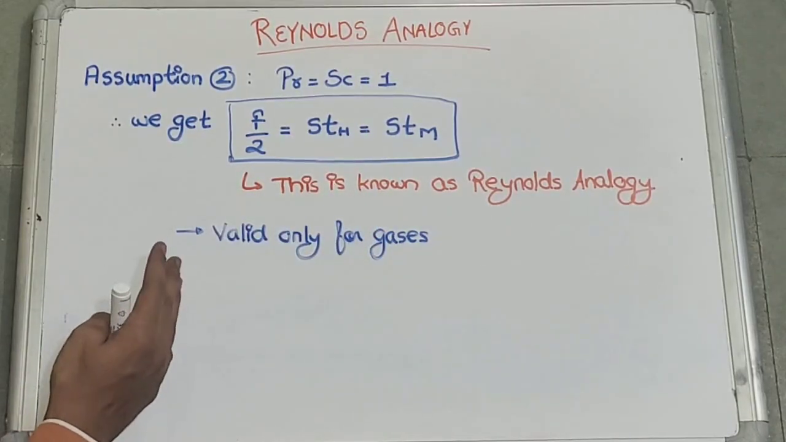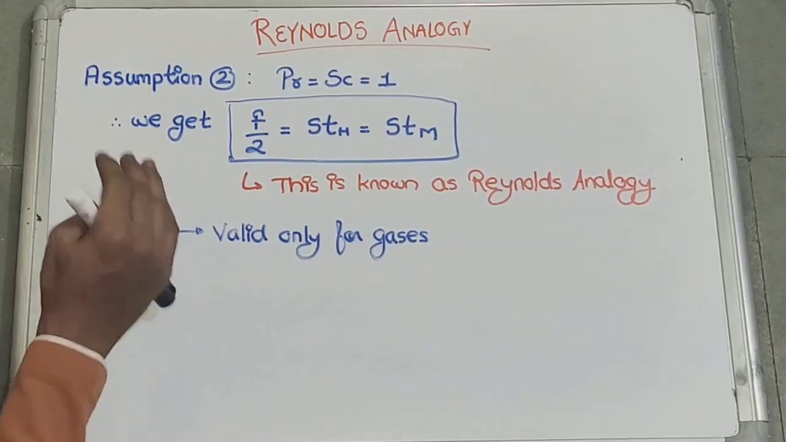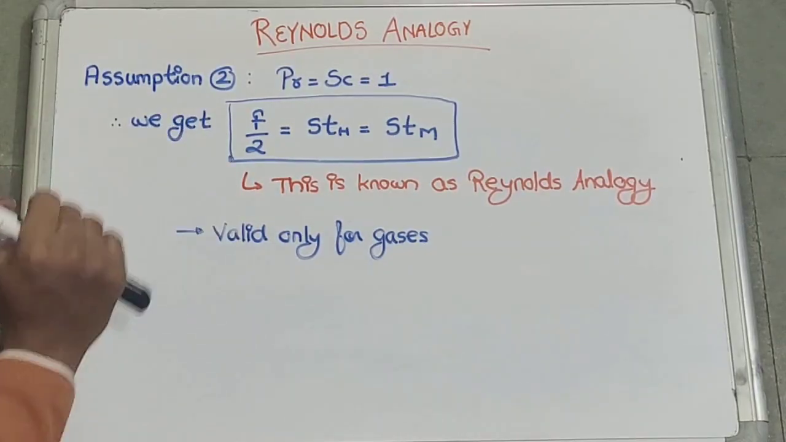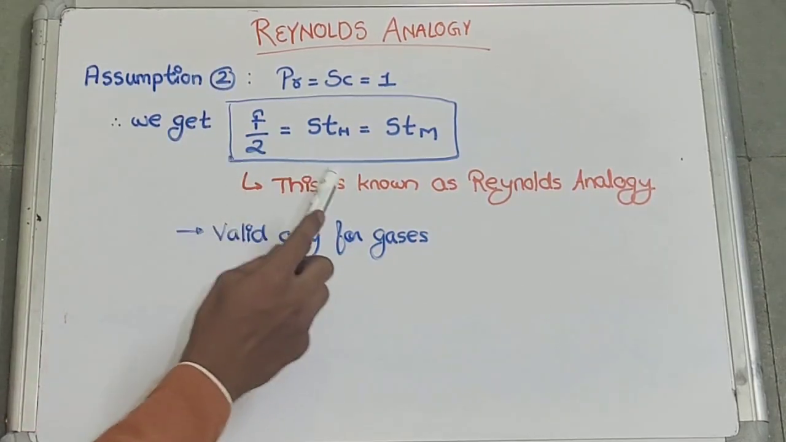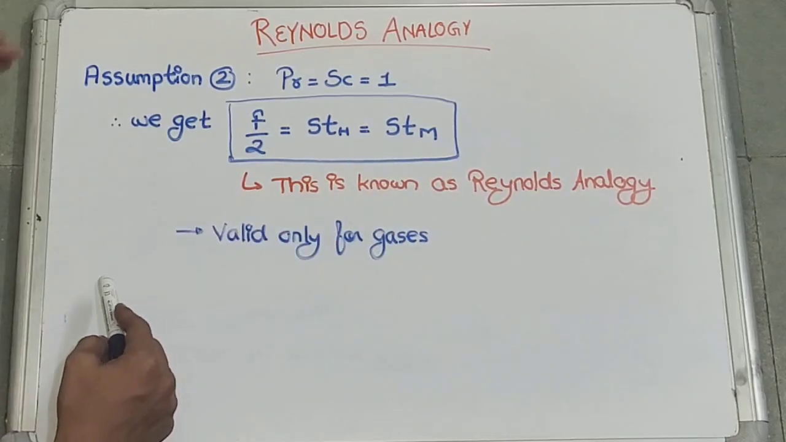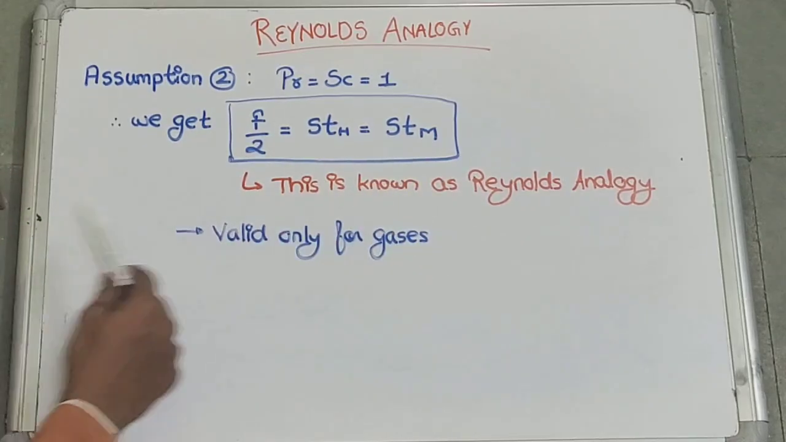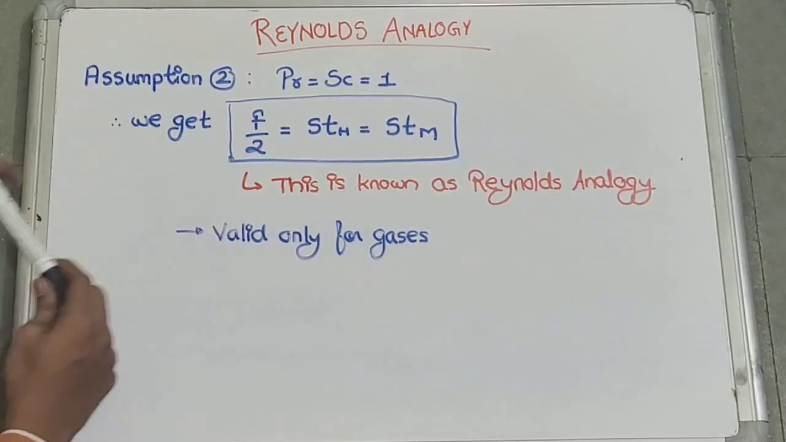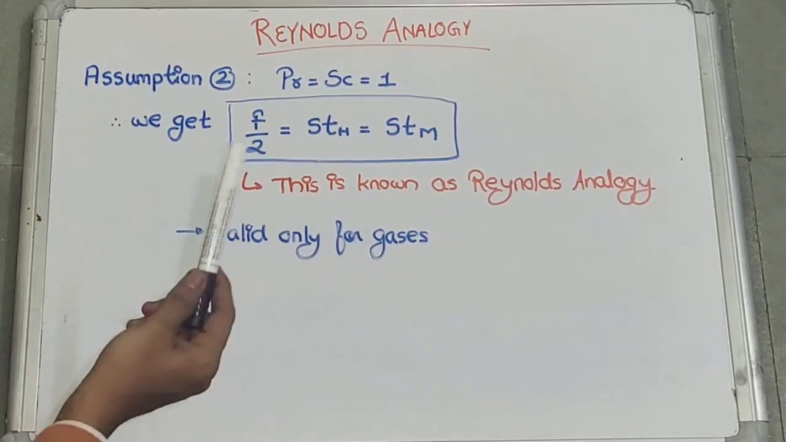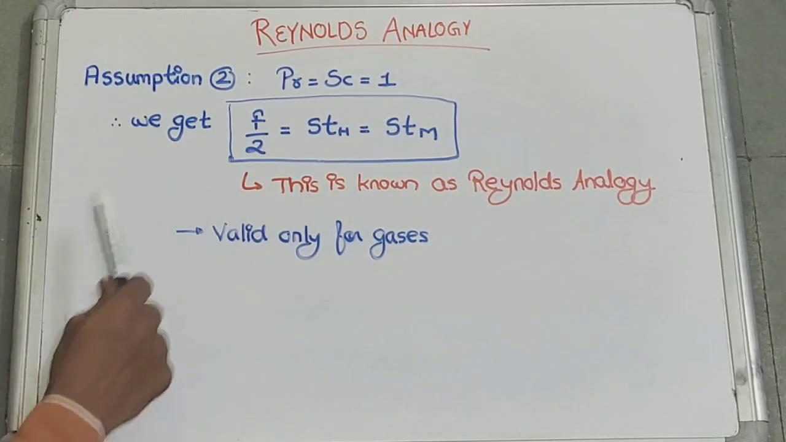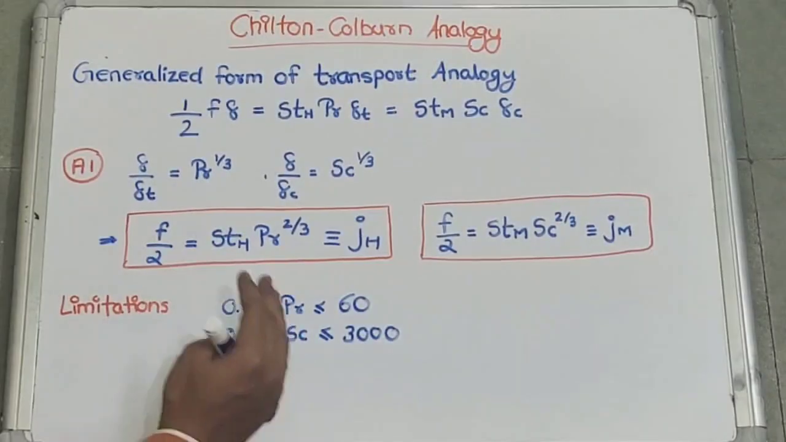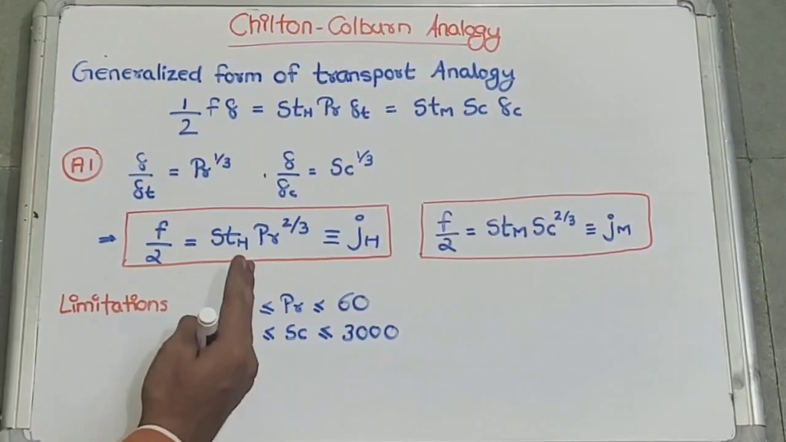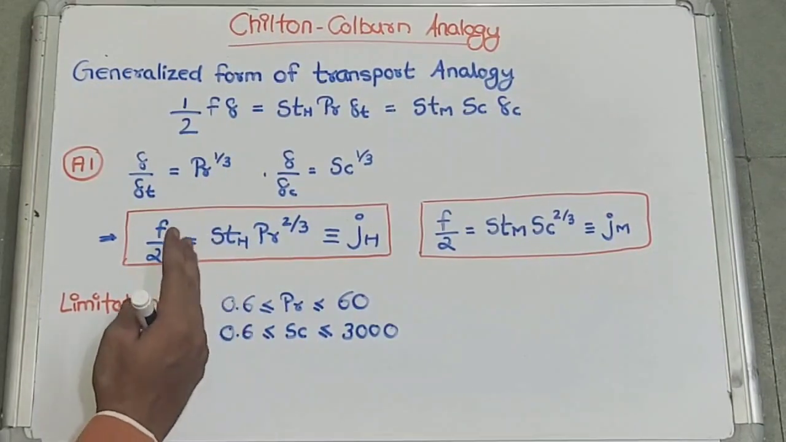So the generalized form of transport analogy, the whole equation reduces in terms of three factors, that is friction factor, Stanton number for heat transfer and Stanton number for mass transfer. So this equation is known as Reynolds analogy. With the help of transport analogies, we have derived Reynolds analogy with two assumptions. And one thing to keep in mind is that this equation is valid only for gases. So I am sure that you must have understood the derivation of Reynolds analogy.